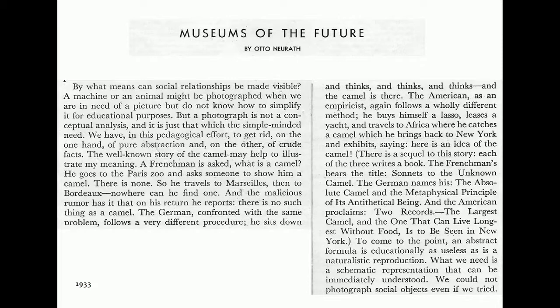And then he continues in parenthesis, "There is a sequel to this story. Each of the three writes a book. The Frenchman's bears the title Sonnets to the Unknown Camel. The German names his The Absolute Camel and the Metaphysical Principle of Its Antithetical Being. And the American proclaims two records, the largest camel and the one that can live longest without food, is to be seen in New York."